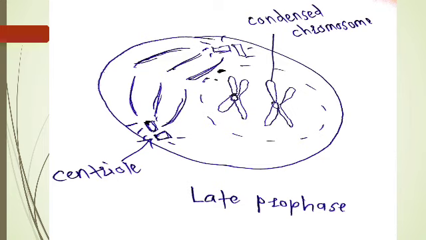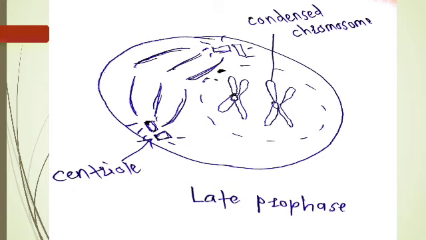Here we can see chromosomes are condensed, not fully condensed, but they are condensed, and the condensation of chromosome is brought about by a protein, and the name of that protein is condensin. So condensins are the proteins which bring about the condensation of the chromosomes. That means the thread-like chromosomes become thick due to the condensin proteins. And in this figure of late prophase, you can see the nucleolus has completely disappeared, and with this many cell organelles also start to disappear.